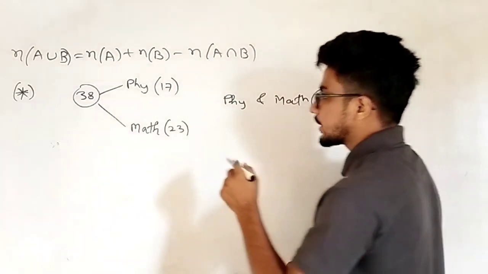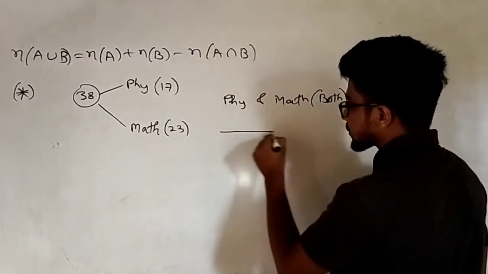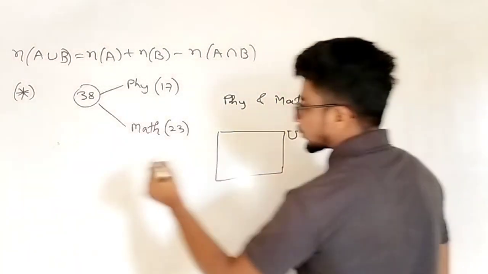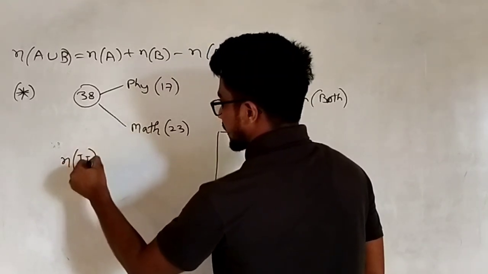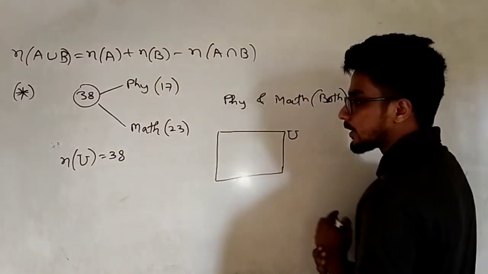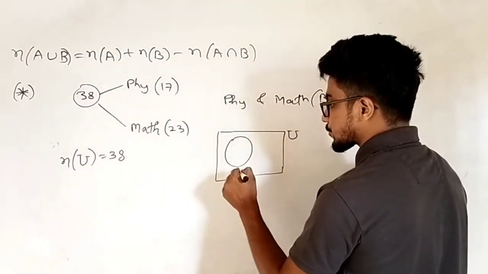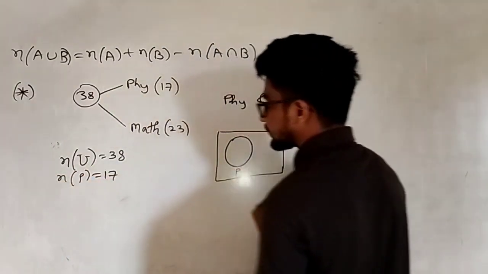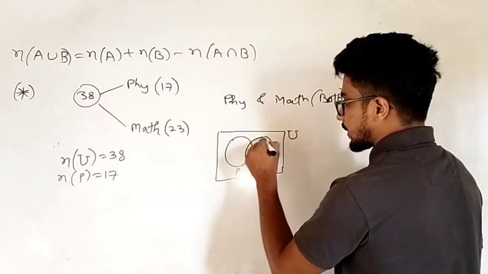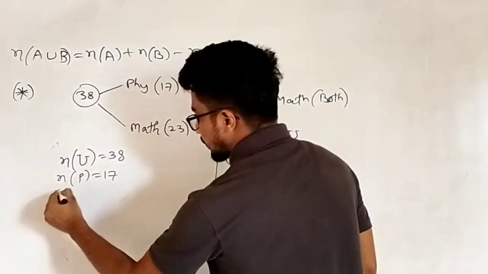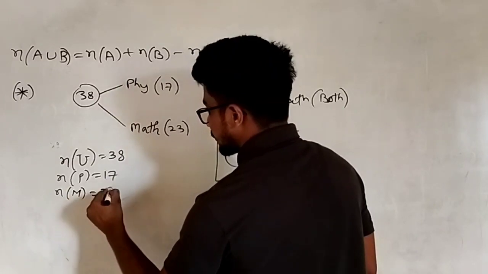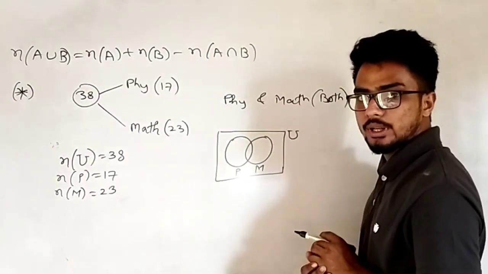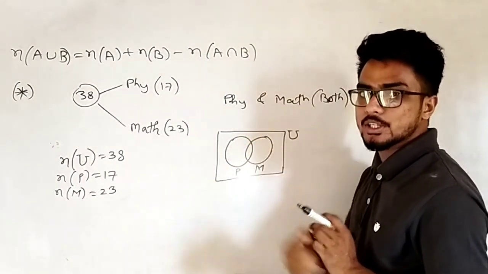Now you see here, total number of students. Suppose this is our classroom, that means universal set U. Therefore total number of students, that means n(U) equals 38. Suppose this is the set for physics students, and here n(P) equals 17, and this is the set for mathematics students, and here n(M) equals 23. We have to find how many students will read both physics and maths.